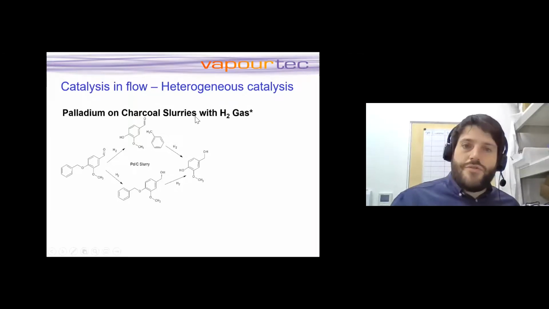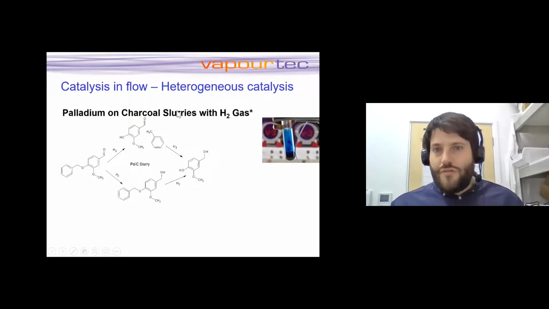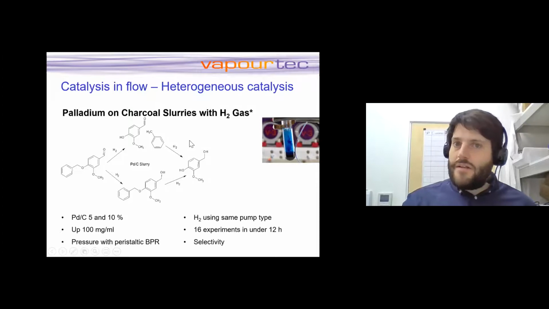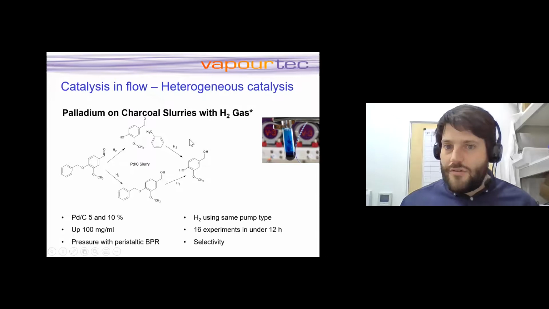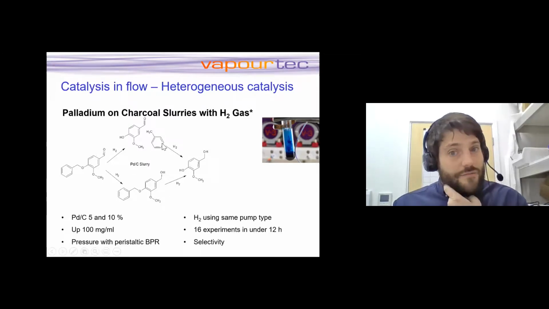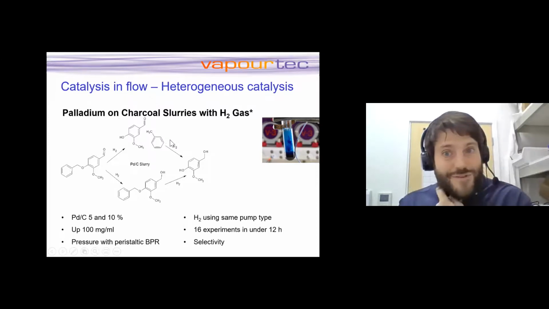So this is what we wanted to show in here. We wanted to show how you can pump slurries, how you can pump gas with the same pump, and how you can control the system pressure with the same type of pump so blockages do not occur. So we evaluated different palladium loadings, different slurry loadings, and we achieved 16 experiments in under 12 hours, showing that, yeah, we had selectivity control, and we managed to cleave the O-benzyl vanillin to the desired API we wanted to generate.